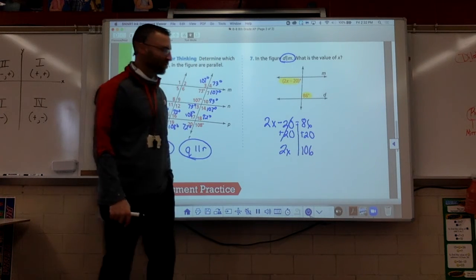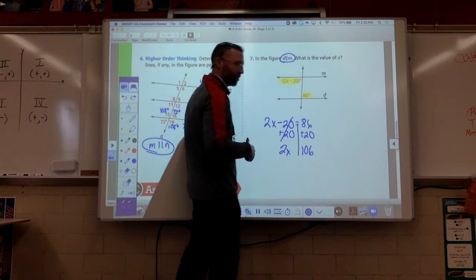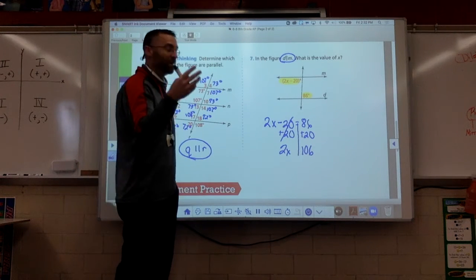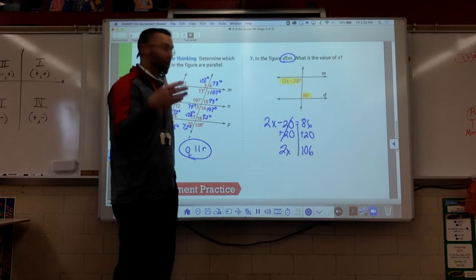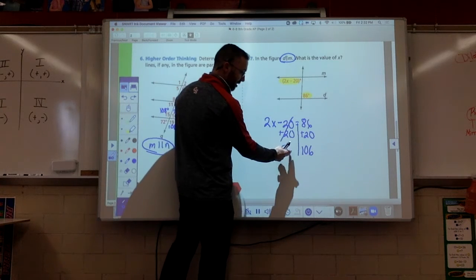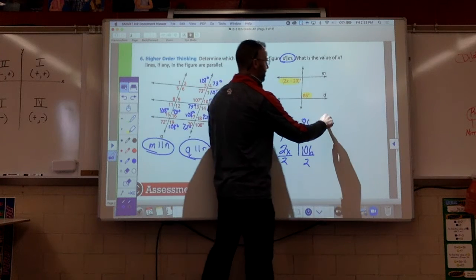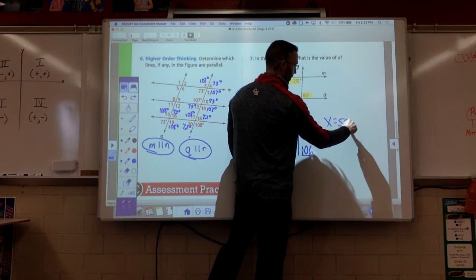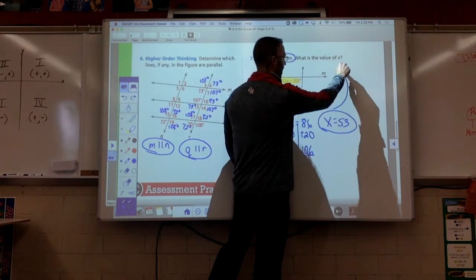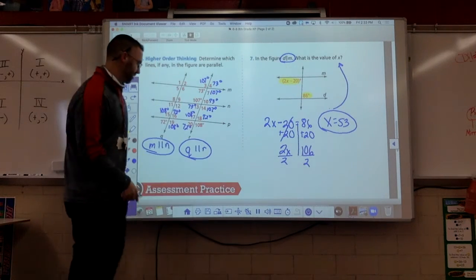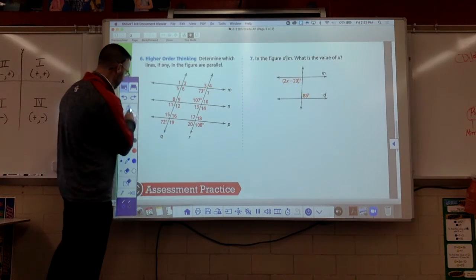Once we're down to variable on one side and constant term on the other, then we use our next operation, the inverse of what's being done to the variable. We divide by that coefficient, and x is going to equal 53. That's our value of x. Woohoo! Okay, moving on down.